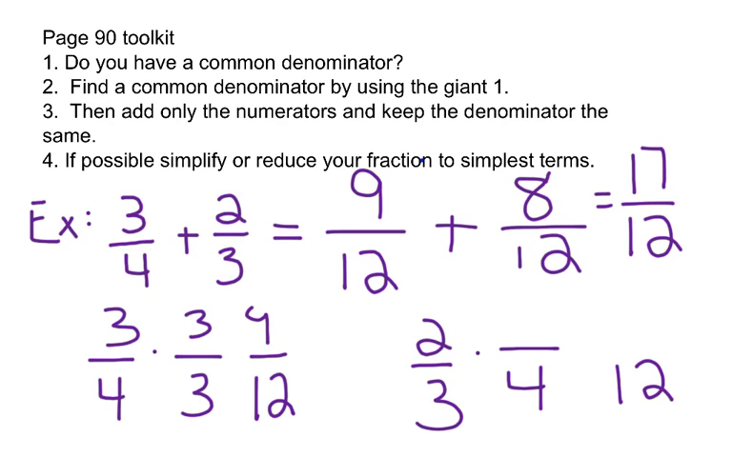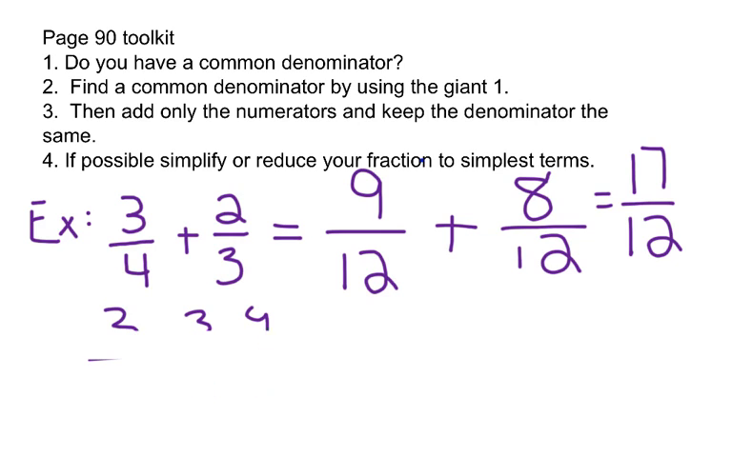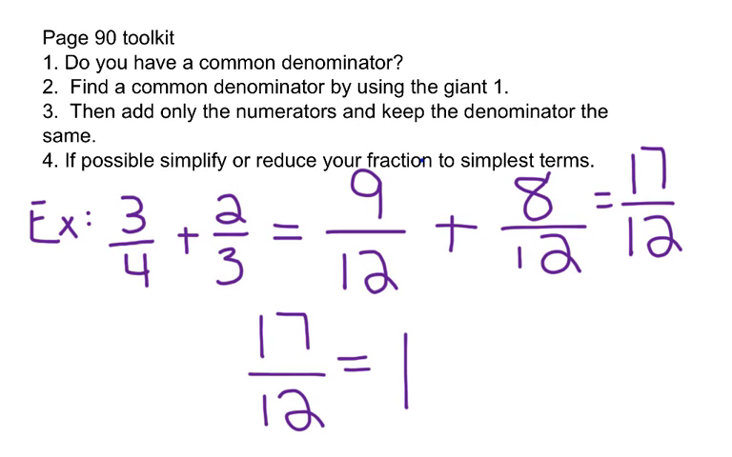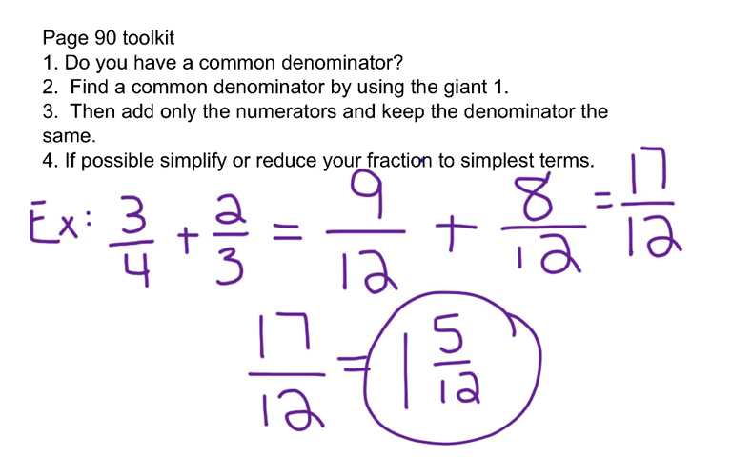So I'm going to erase some of this work because the last step said to simplify if possible. And I have 17/12, and I know that's an improper fraction. So I know 12 goes into 17 one time, and I know that I should have 5 pieces left over out of 12. So my final answer would be 1 5/12.